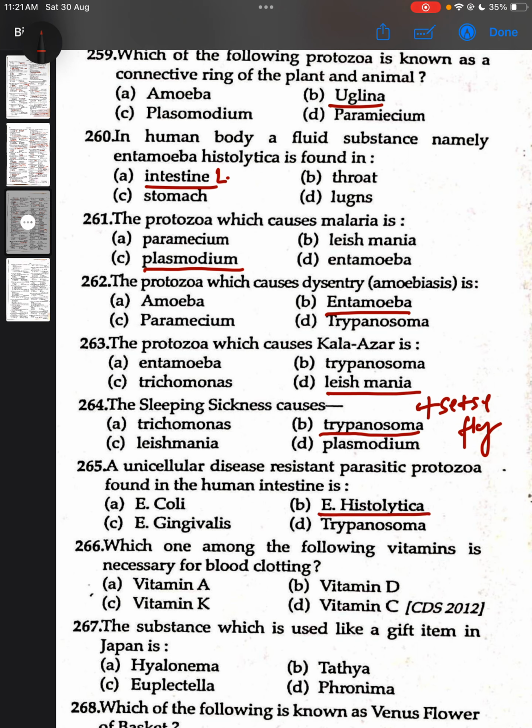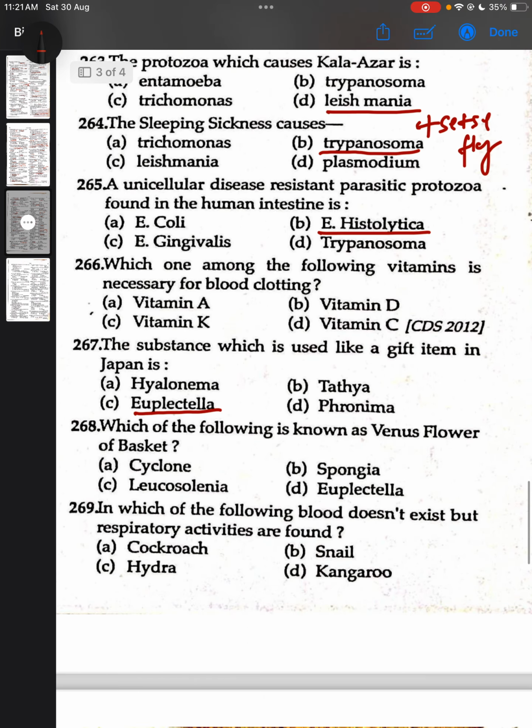The substance which is used like a gift item in Japan is Euplectella. Which of the following is known as Venus flower of basket? The correct answer will be Euplectella. It is a scientific name of sponge. Which of the following blood does not exist but respiratory activities are found? Hydra.